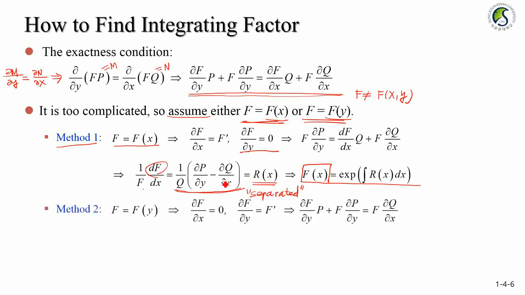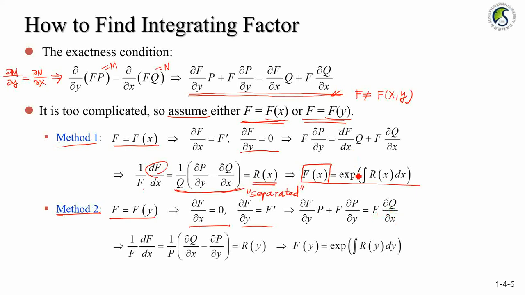On the other hand, you could possibly choose f to be a function of y. In that case, that'll be our method 2. When you choose f to be a function of y, we have ∂f/∂x is 0, ∂f/∂y is f prime, and we put them here, and then we get f prime times P plus f ∂P/∂y equals f times ∂Q/∂x this time. Same method, putting all the f terms on the left hand side and the rest on the right hand side. We get this, and we assign the same thing, a function of y this time.